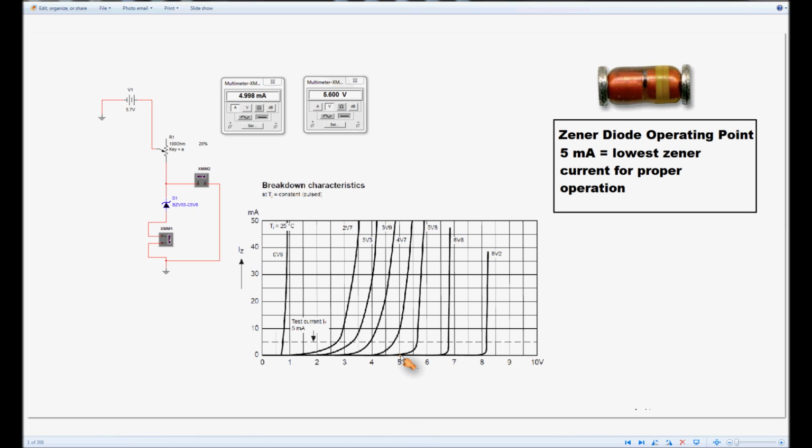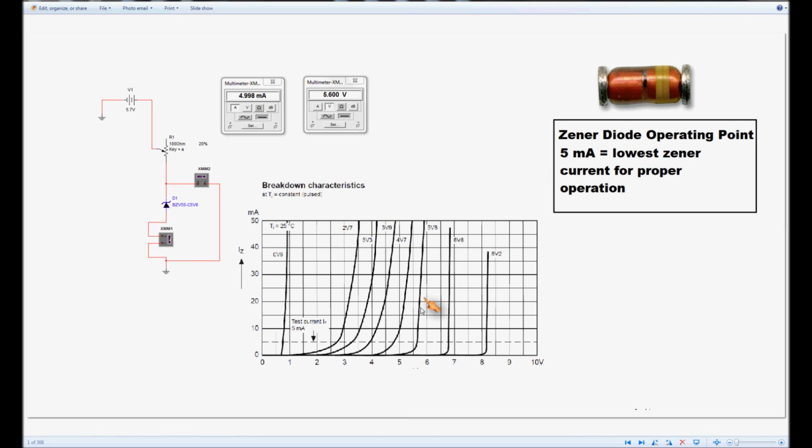When we use a Zener, we want to use it in such a way that when it breaks down, its voltage remains stable. That means we need to provide a current somewhere in this area here, where we've got a nice flat vertical line, in order to make its voltage stay stable. I've done a quick simulation here. I won't show you the simulation, but for the Zener we're using here, 5 milliamps gives 5.6 volt output voltage measured by XMM2. Therefore, the operating point for this Zener is 5 milliamps.